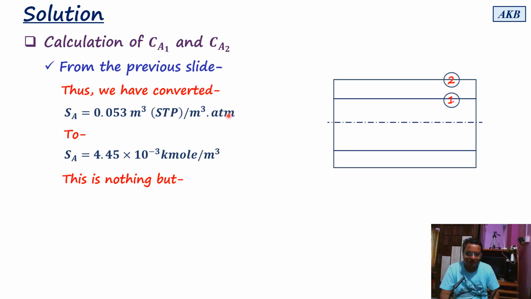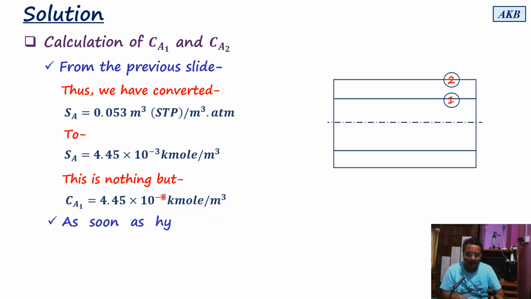And this is nothing but, that means, what does SA tell now? SA tells that 4.45 into 10 to the power minus 3 kilomole of hydrogen is going to dissolve in the rubber at the given conditions. It is going to dissolve per meter cube of the rubber at the given conditions. So this is nothing but Ca1. That means Ca1 is 4.45 into 10 to the power minus 3 kilomole per meter cube.